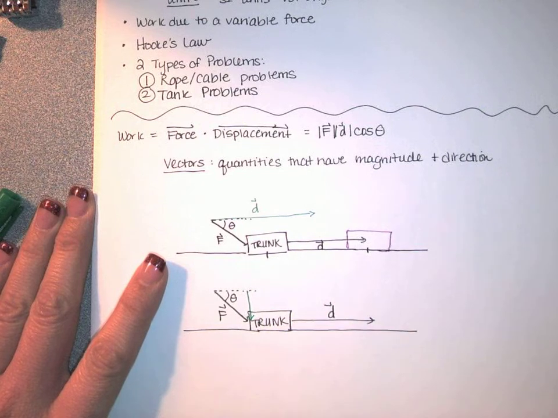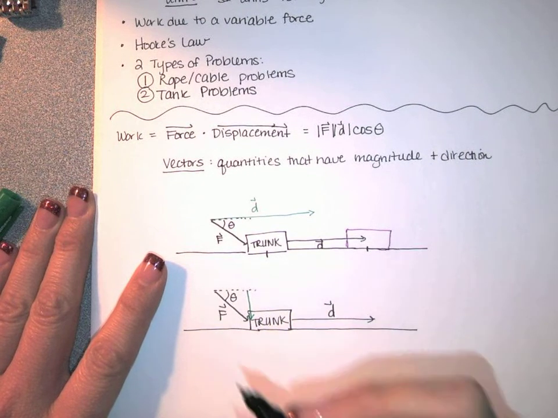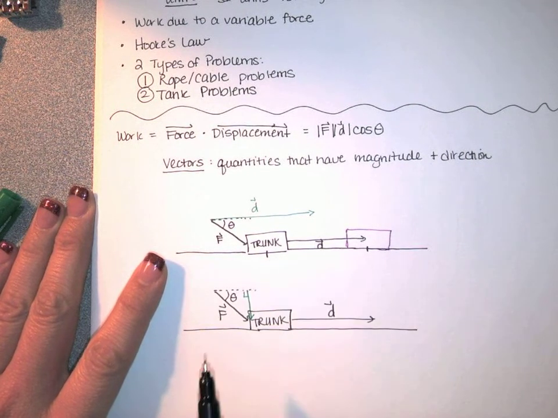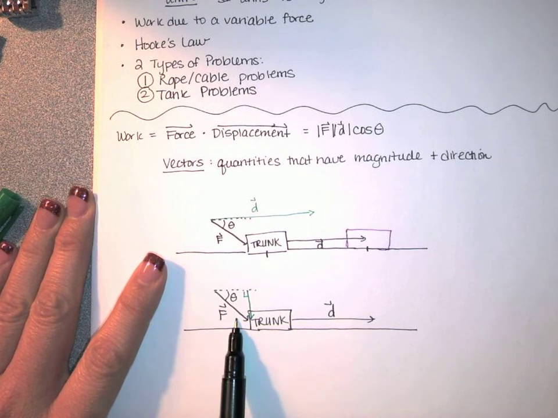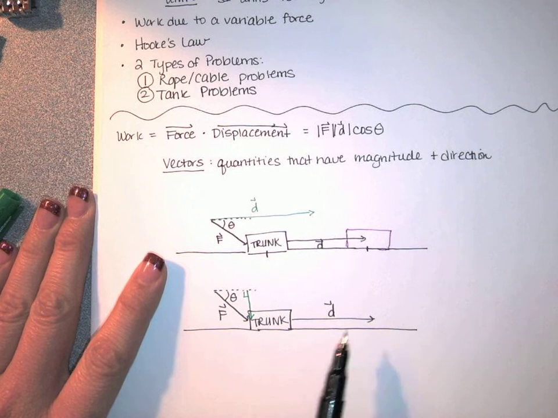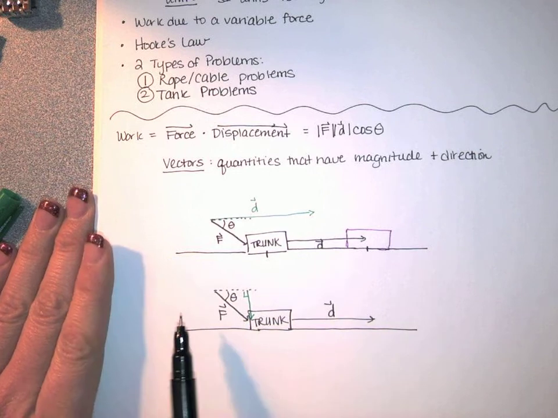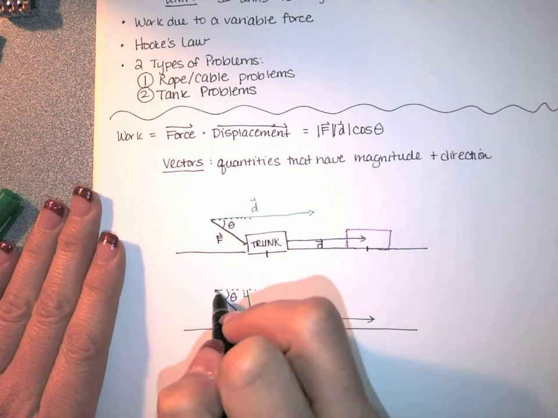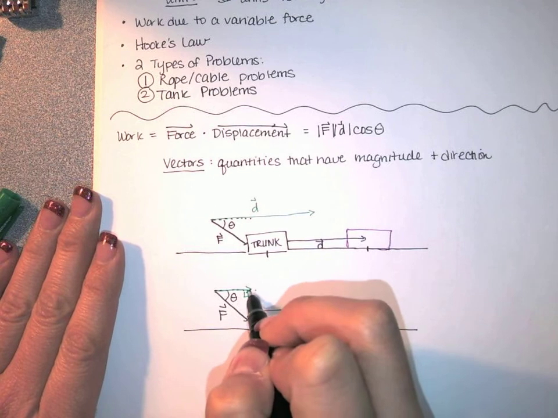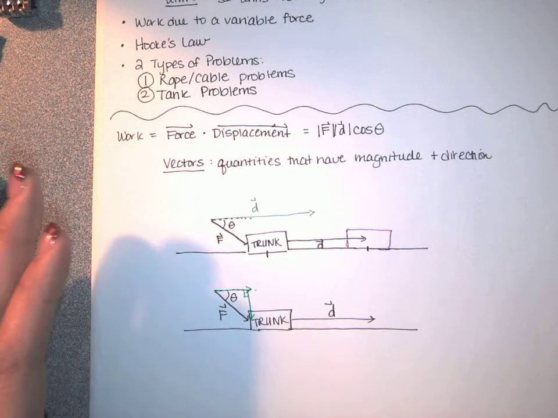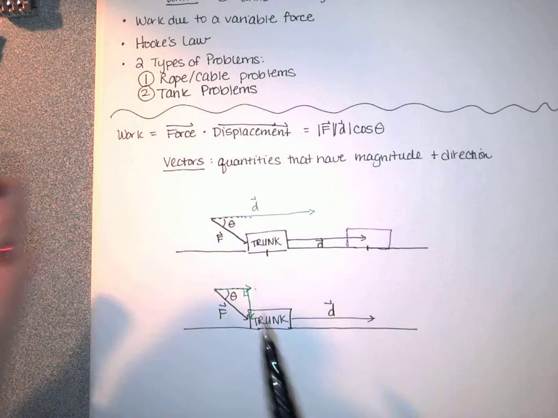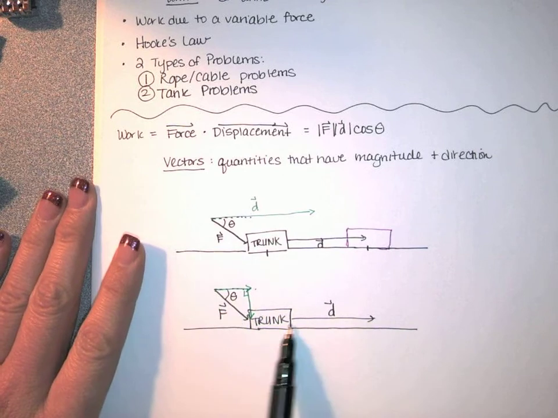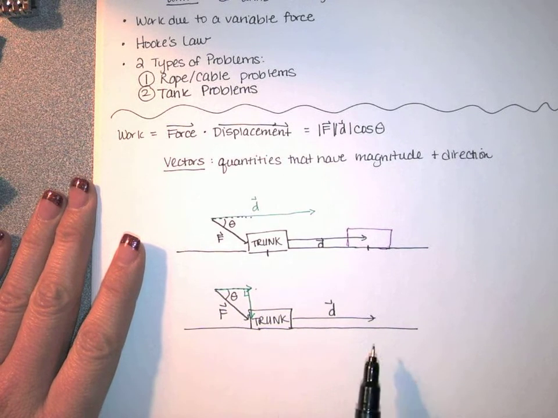You're pushing the trunk into the carpet, and that's not helping you move it at all, is it? The part of the force that's actually helping you move this trunk across the room is the part of the force that's parallel with the displacement. So if I break this force up into two pieces, one parallel to the displacement and another perpendicular to it, the one that's parallel is actually doing the work. It's actually moving this trunk across the room.